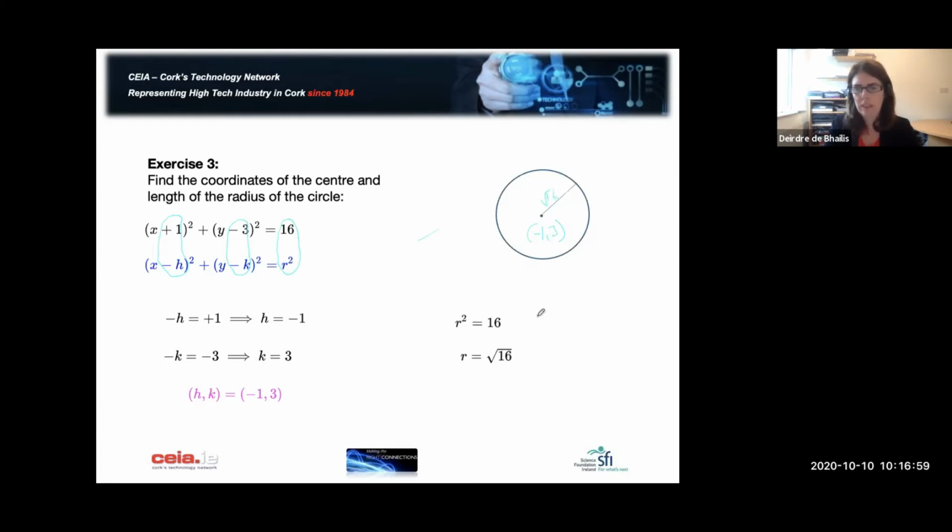So that's using the first type of equation. Sorry, apologies, r squared is equal to 16, therefore r is equal to 4, just to complete that better.